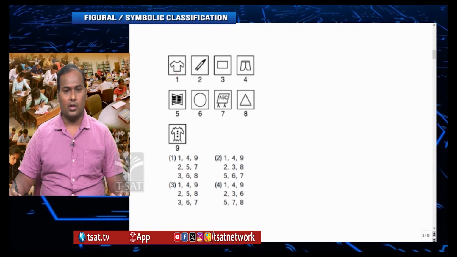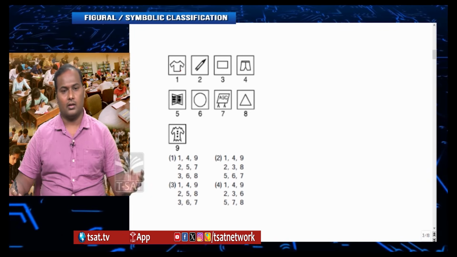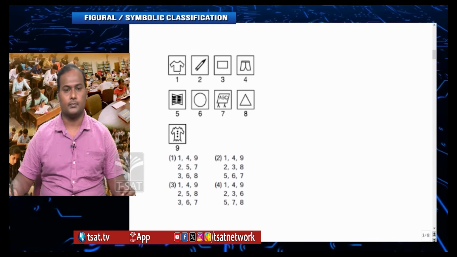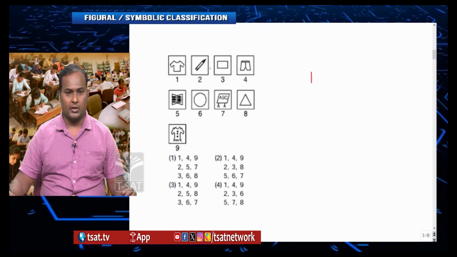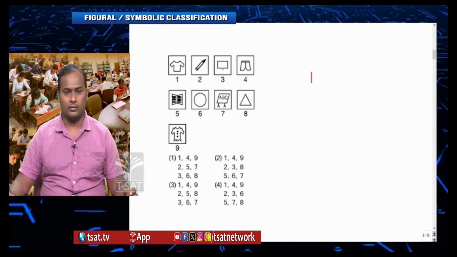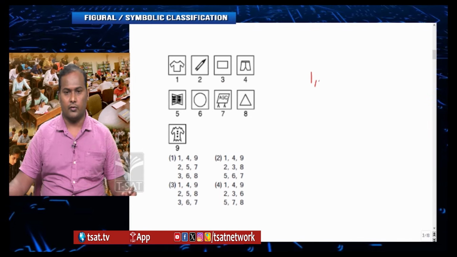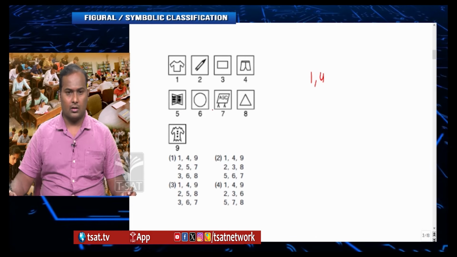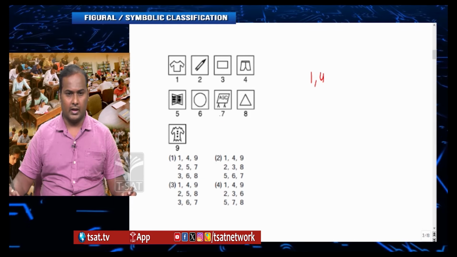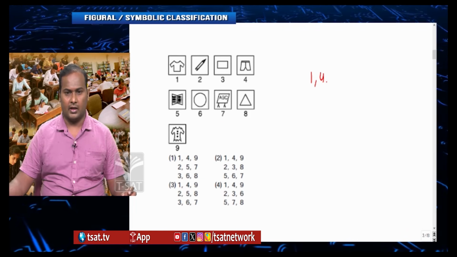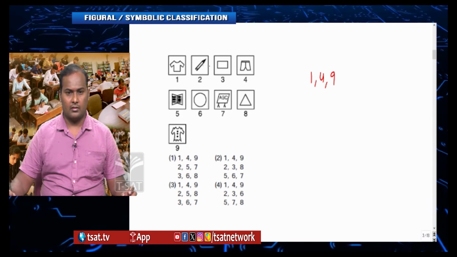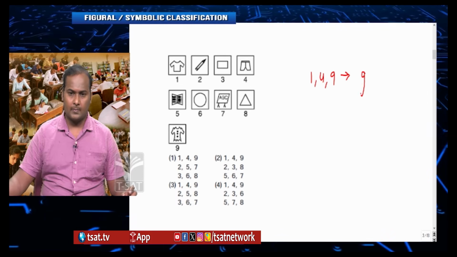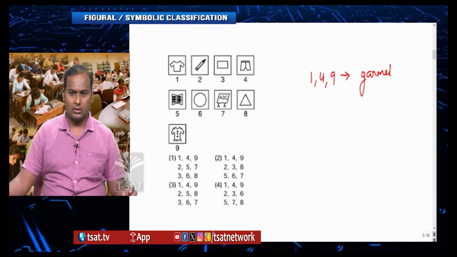In the same way, now you try to check in which other figures you can find this kind of garment character. So 2 is a pen, not possible. 3 is some square or rectangle, not possible. 4 is a garment. Again 5, 6, 7, 8 and 9. If you see 9, 9 is again a garment. So 1, 4, 9, this particular group is based upon garment.